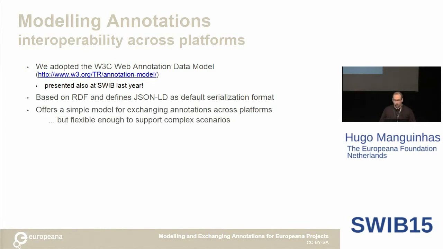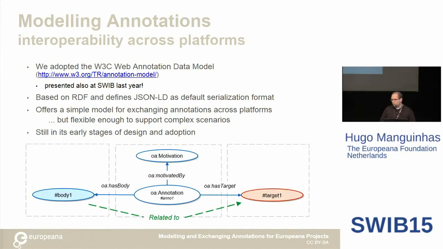It offers a very simple way of exchanging annotations, but its simplicity still allows designing complex scenarios for annotations. And this is one of the core interests of this model. It's still in the early stages, and I mean the Web Annotation Model, not the Open Annotation Model, which is quite adopted and widely used. The Web Annotation Model still has ongoing discussions on how specific things are going to be modeled. Also, the idea is that it will go towards a recommendation status from W3C, while the other one will remain a community specification. So what does the Web Annotation Model define? It defines annotations as a reified relation.